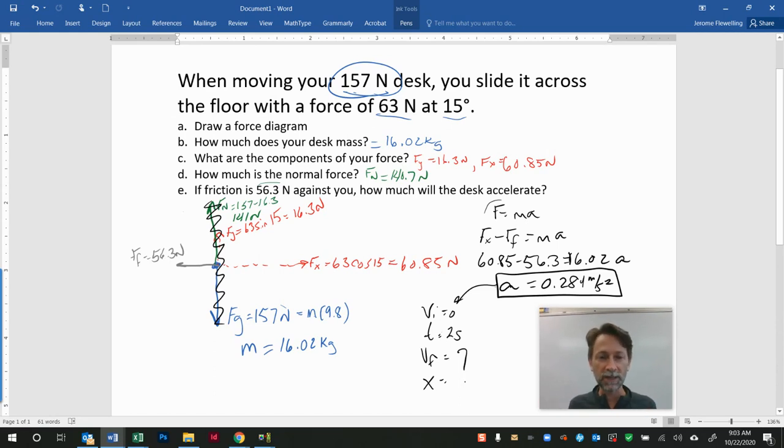So all of these dynamics problems, you're going to start with a force diagram and put all of your forces out. If your forces aren't in the x or y direction, then you're going to break them into components, like we broke up that 63 newtons. Then all of the up and down forces will cancel out, and the difference in the left and right forces, the side to side forces, will give you the acceleration based on Newton's second law.